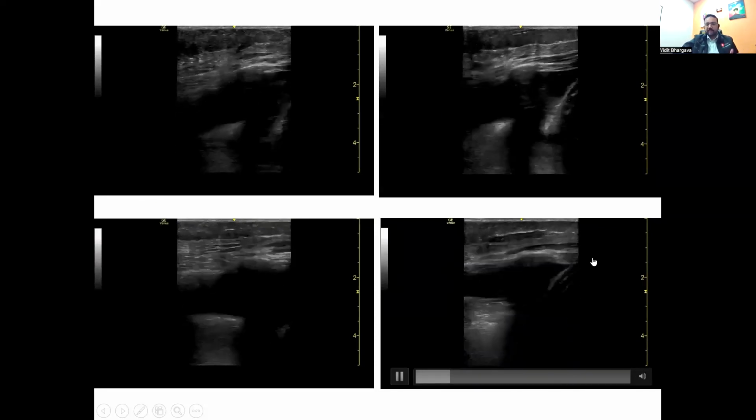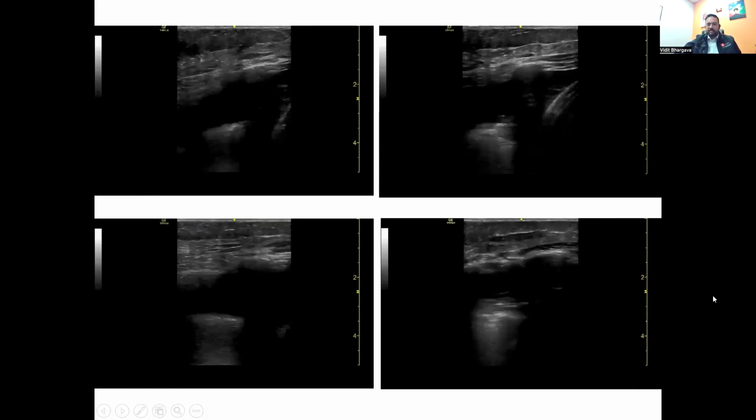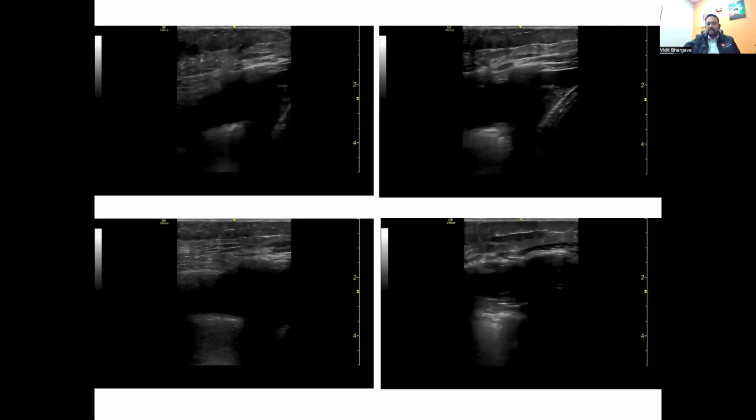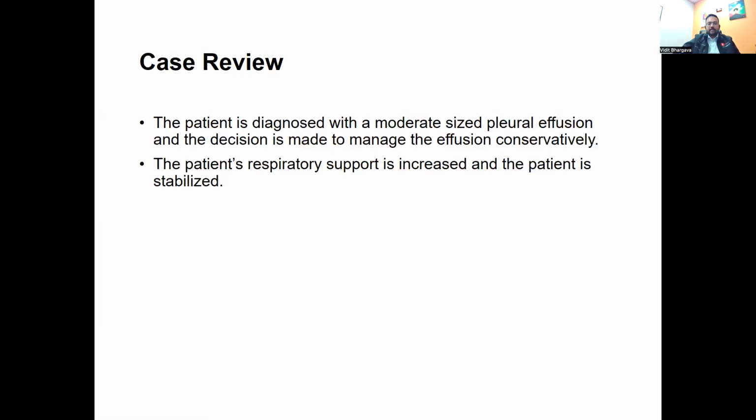So the patient that presented on day 0 had a pneumonia, and then after about 2 days, there is some resolution of pneumonia based on the images, but there is development of pleural effusion. So this is what the X-ray shows, which is quite consistent again with our examination findings from lung ultrasound. The patient is diagnosed with a moderate-sized pleural effusion, and the decision is made to manage the effusion conservatively.